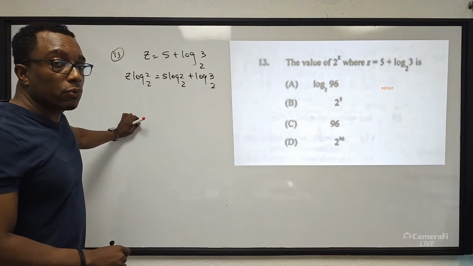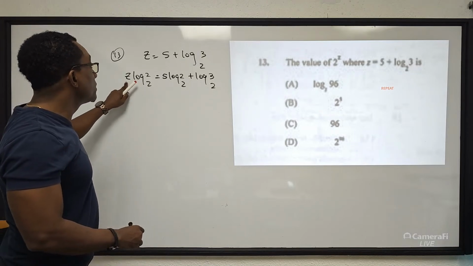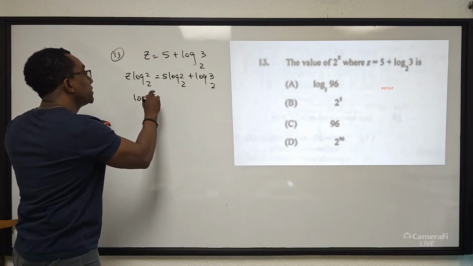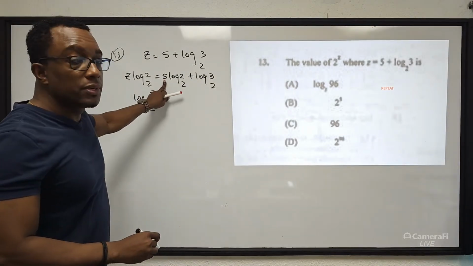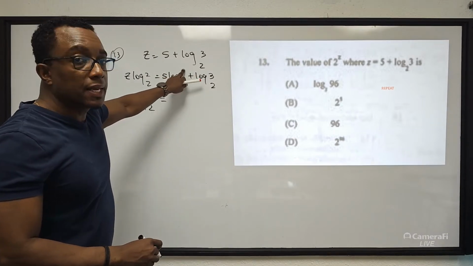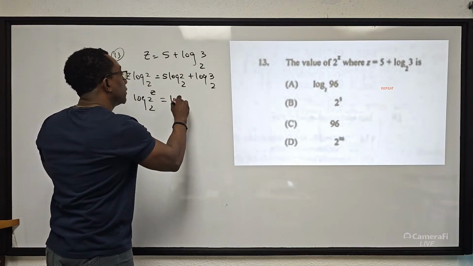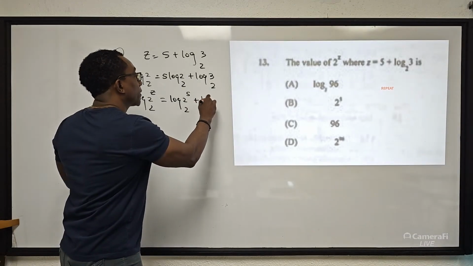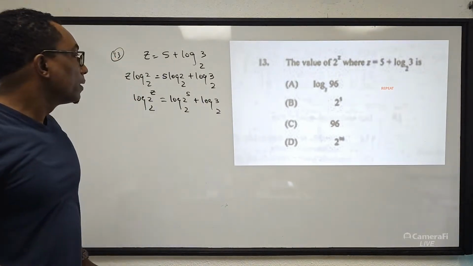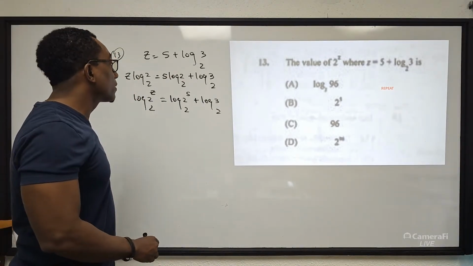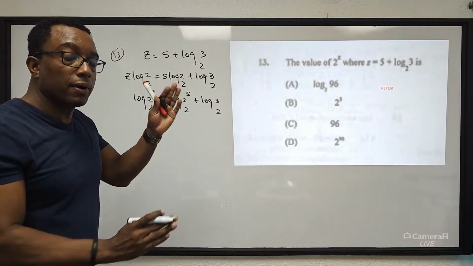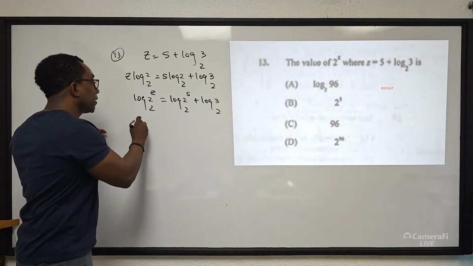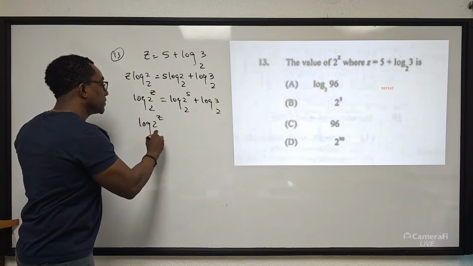I'm going to apply now what I call my power law. So I'm going to take this z and represent it as the power of this 2 here. It becomes log 2 to the power of z to base 2. I'm going to do the same here. I'm going to bring this 5 and represent that as the power of 2. So this becomes log 2 to the power of 5 to base 2 plus log 3 to base 2. Now, when solving questions involving logs, your aim is to get single log functions on either side. One log function on the left, one log function on the right. Now, when you have one log function on the left, that stays as is.